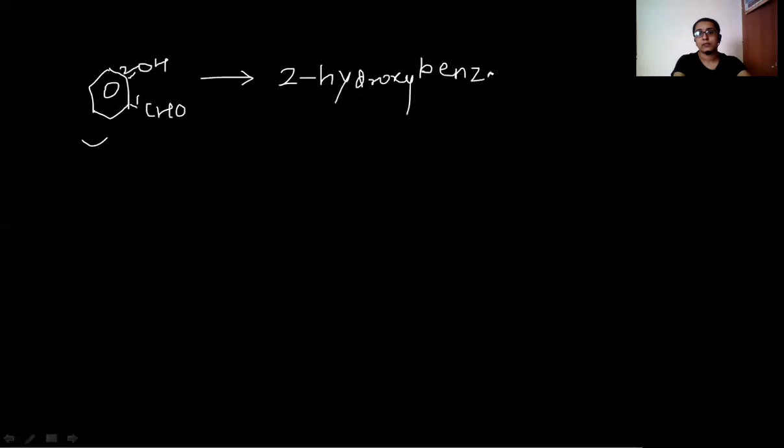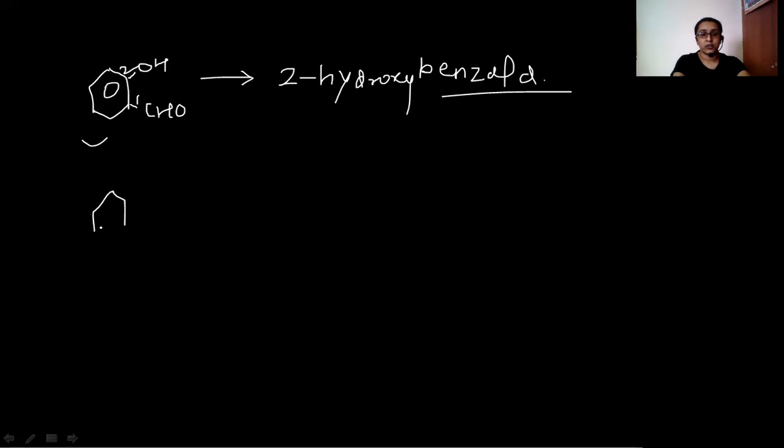Here it is OH and here it is CHO. ये किसका स्ट्रक्चर है? कॉमन नेम क्या है इसका? सैलिसिला अल्डेहाइड. इसका कॉमन नेम है सैलिसिला अल्डेहाइड. प्लीज रिमेंबर द कॉमन नेम. ओके, IUPAC कैसा होगा? दिस इज 1 and this is 2, so it is 2 hydroxy benzaldehyde, right?